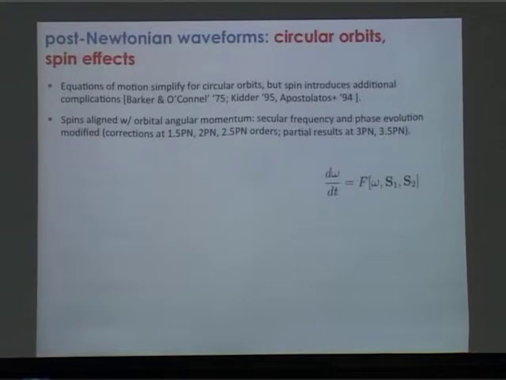In the case where the two spins are aligned or anti-aligned with the orbital angular momentum, things are still only slightly more complicated than in the regular circular case. For example, if you want to solve for the phase evolution, or essentially equivalently the evolution of the orbital frequency as a function of time, you just have to solve a single differential equation. It's some function of frequency, but also depends on the spins, which are essentially constants. So it's really the same type of differential equation, just slightly more complicated.